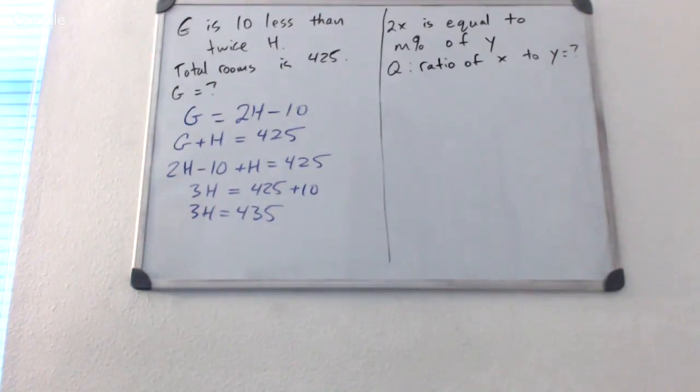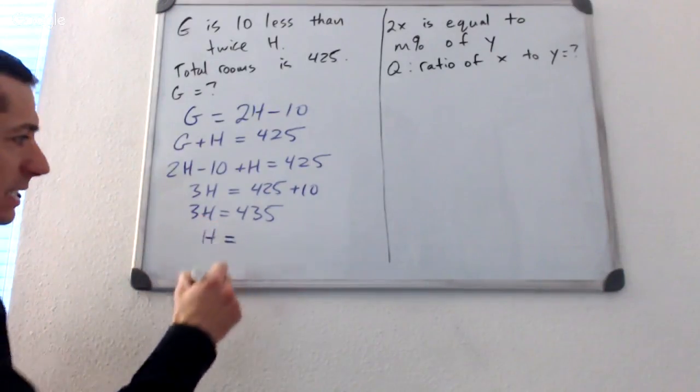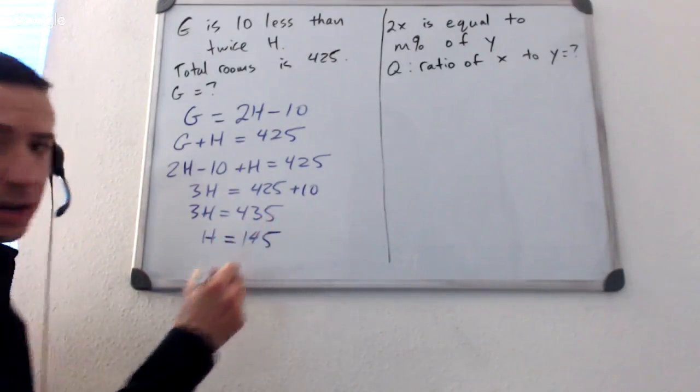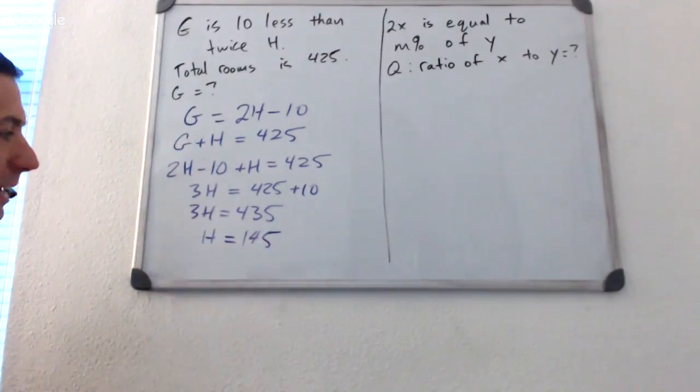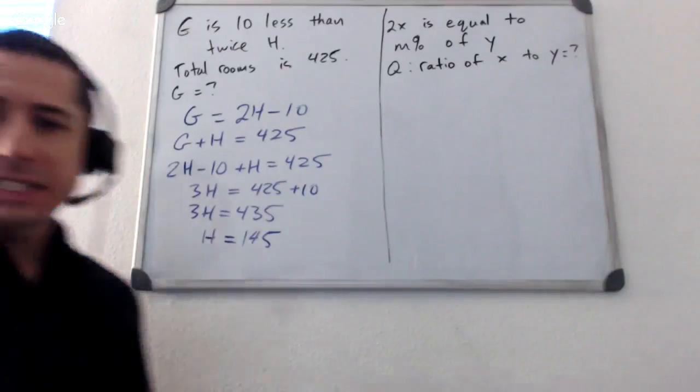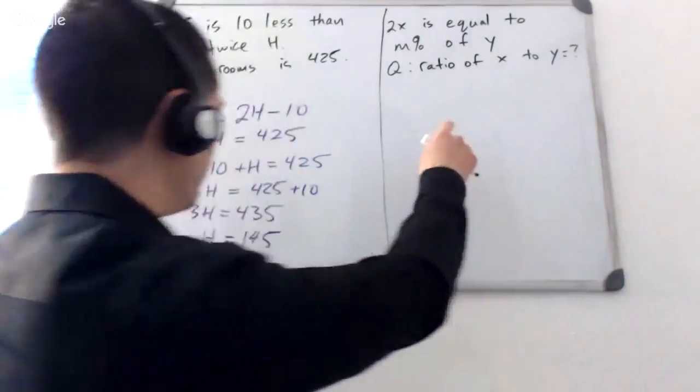We end up with whatever 435 divided by 3 is. And easy enough, I believe we get 145 there. And the question's actually asking us for the number of rooms in G, so 435 minus the 145, and that's it. Simple enough, nice straight translation.